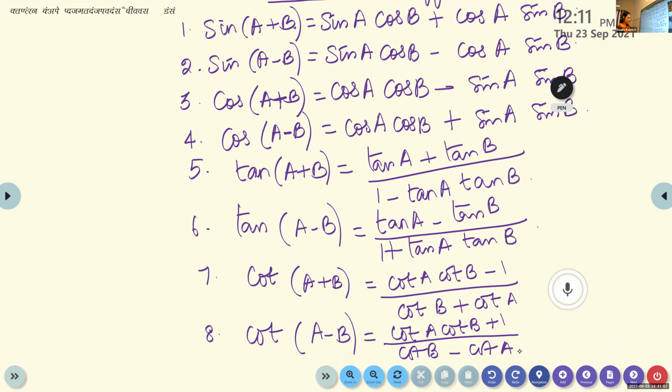For cot of A minus B, look here, cot B will come first: cot B minus cot A. So these are the first 8 formulas. We are learning about the sum and difference formula.